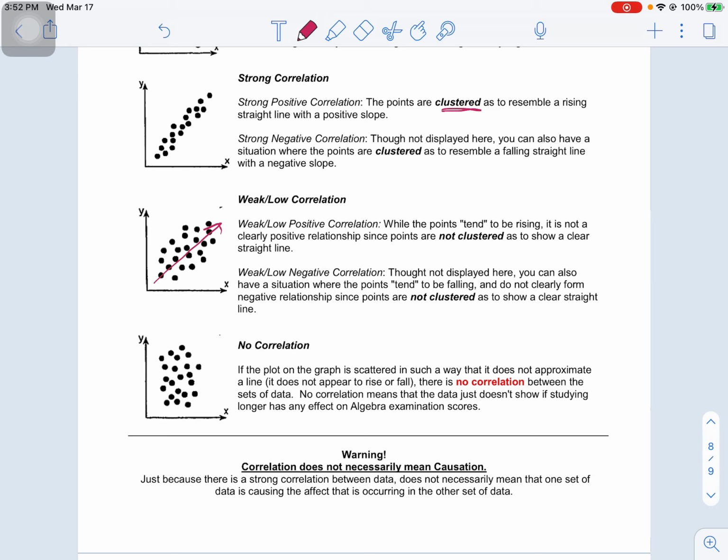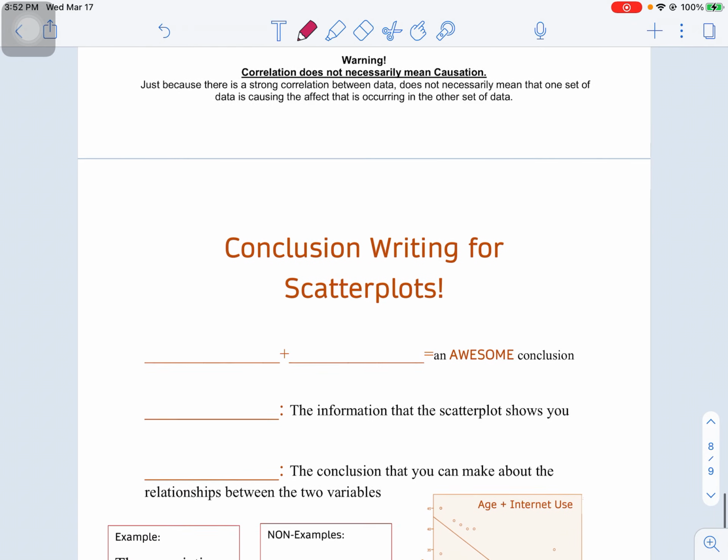Just because there's a strong correlation between data does not necessarily mean that one set of data is causing the effect of the other. So that means, like, if I study 5 hours, that doesn't mean that I'm going to make 100. Somebody else may study 5 hours and make 100, but that doesn't necessarily mean that I will. Maybe I'm not studying the same way. Maybe I'm studying the wrong material. Maybe I'm really on my phone more than I'm studying. So we can't necessarily use it for causation.